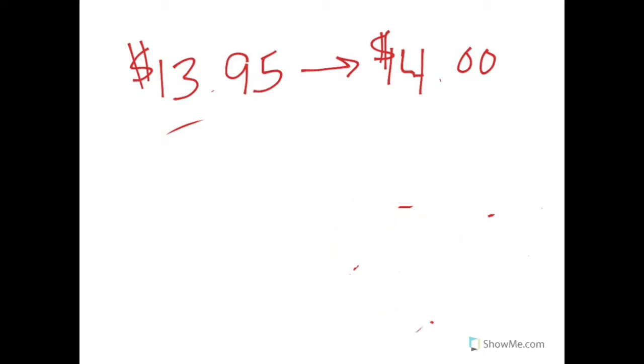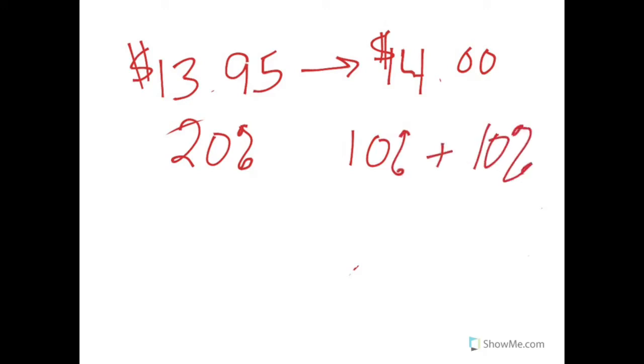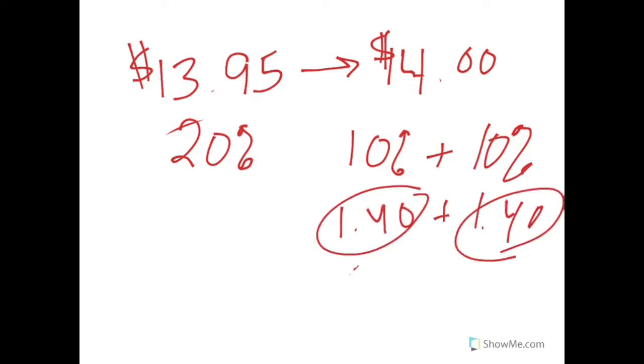Now, let's change that real quick. Let's say I thought the service was really good, and I wanted to leave a 20% tip because it was good service, okay? And I appreciate that. I'm going to look at that just as 10% plus 10%. Okay, so I end up with $1.40 plus $1.40. Okay, I'm going to leave $2.80 as a 20% tip.